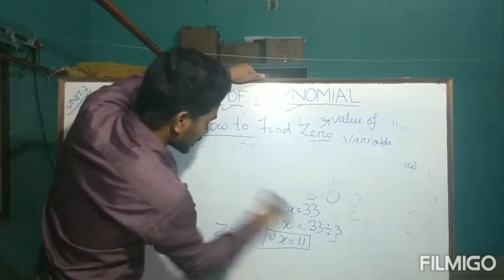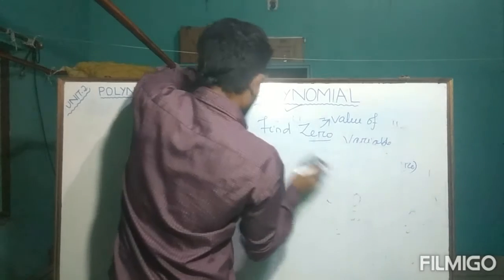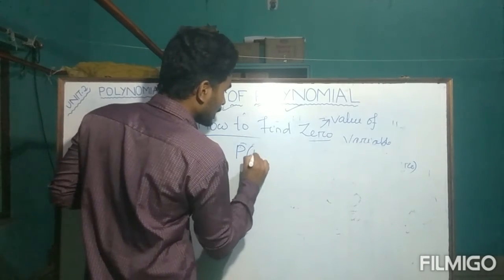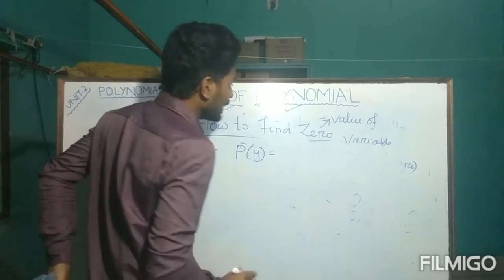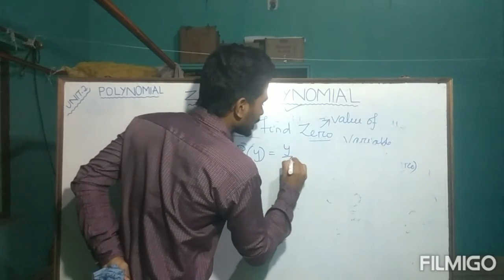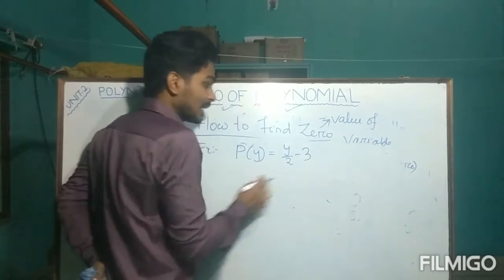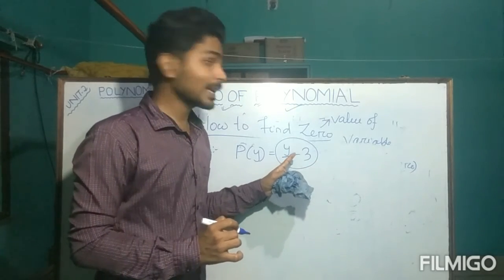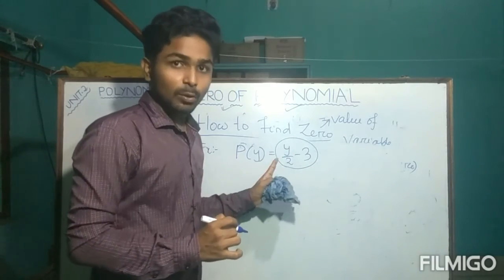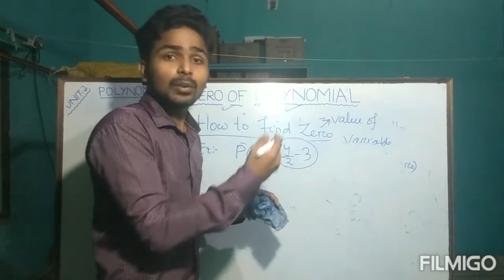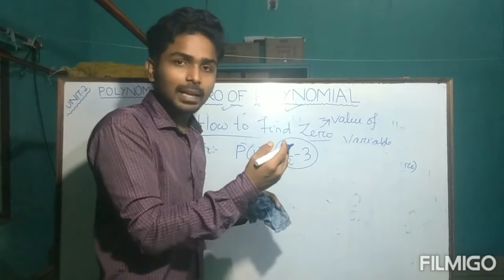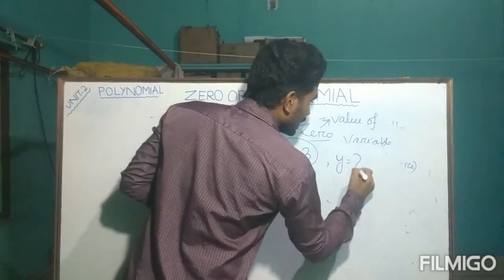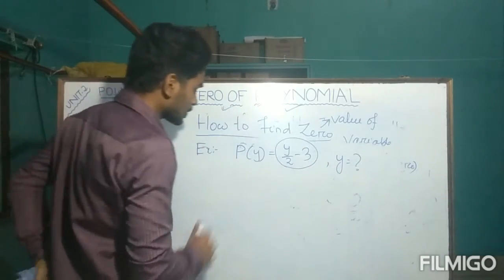We will have the third question. Suppose a polynomial p of y is y by 2 minus 3. See, it is a complex polynomial. It is not a simple polynomial. We cannot find the value of the 0 by simply putting y is equal to 1, y is equal to 2, y is equal to 3 by the trial and error method. Here, what will we do? We have to find the value of y. Y is the 0.